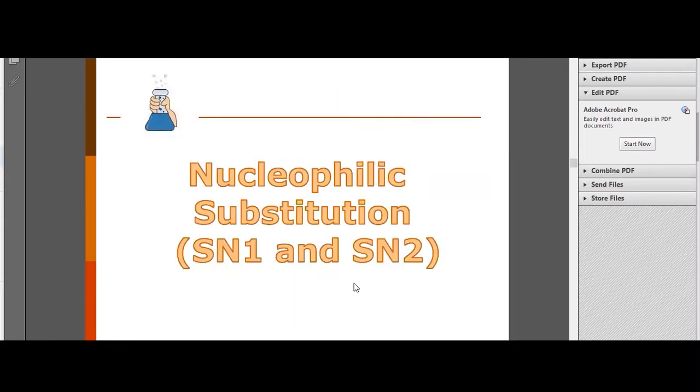Okay, so next we will learn about the nucleophilic substitution in halogenoalkanes, known as SN1 and SN2. You should understand what SN1 and SN2 are, because this type of reaction very often appears in the questions.